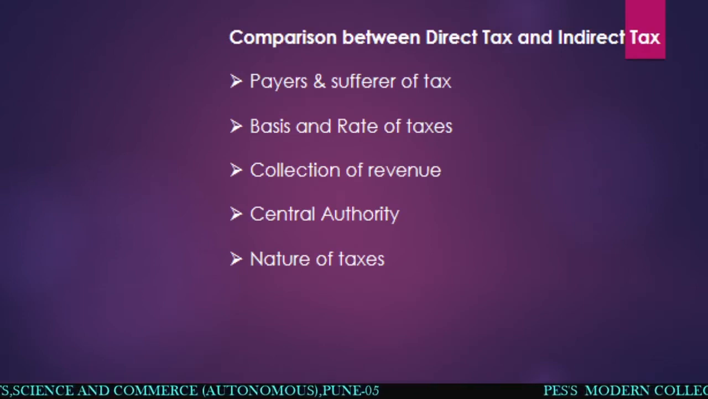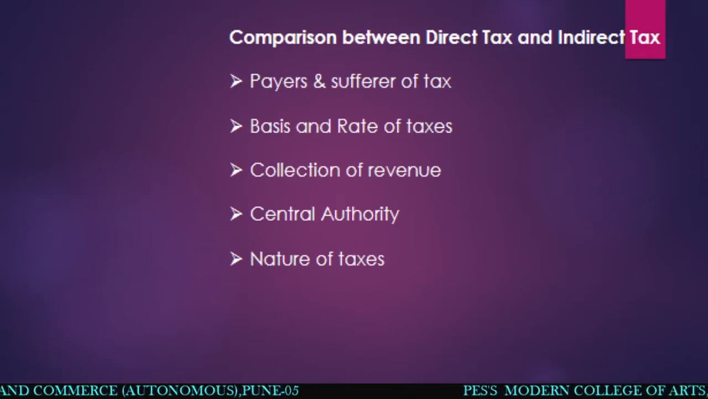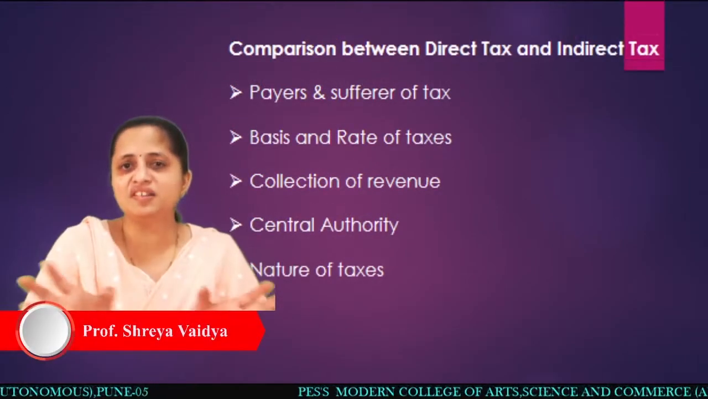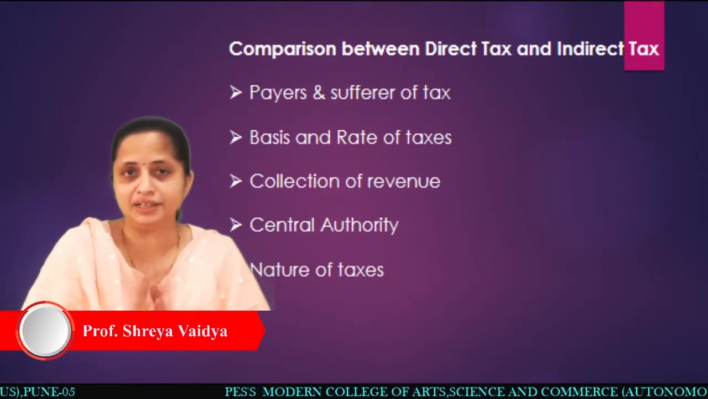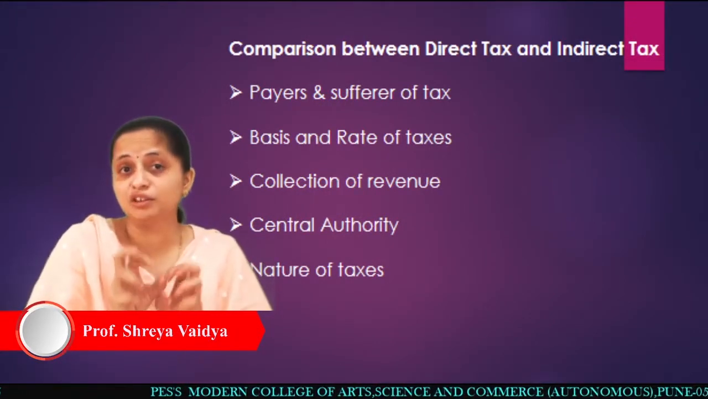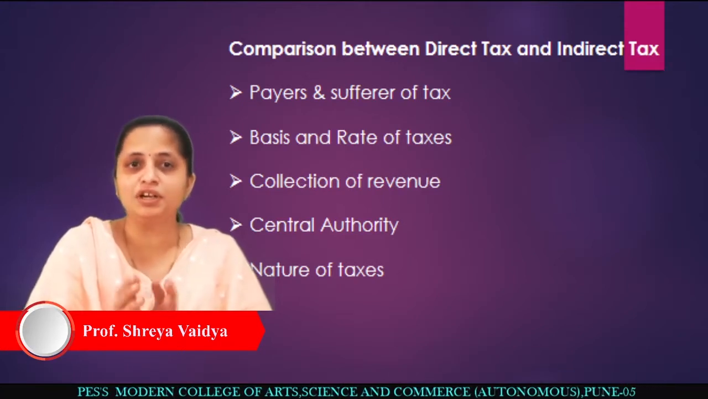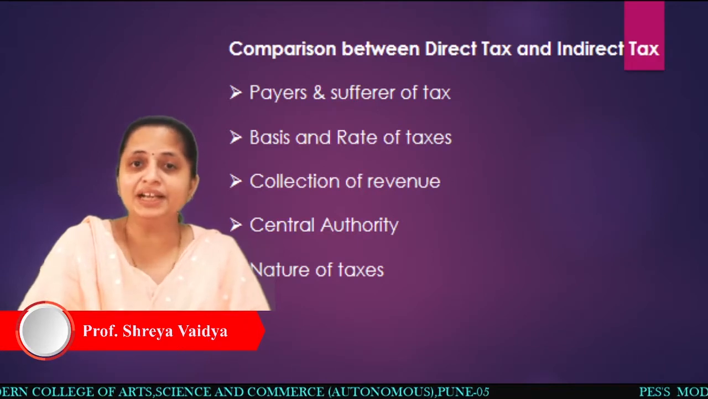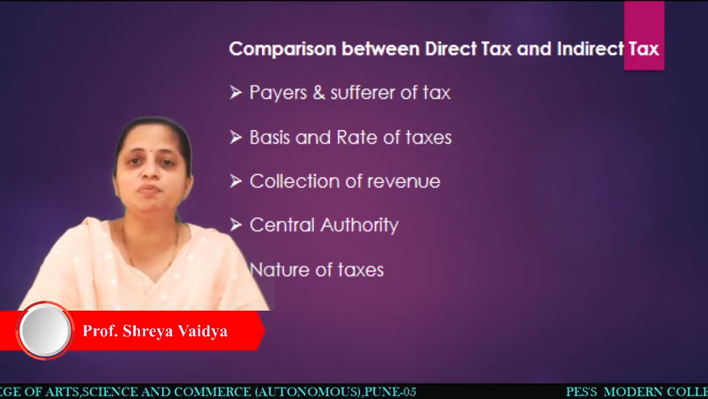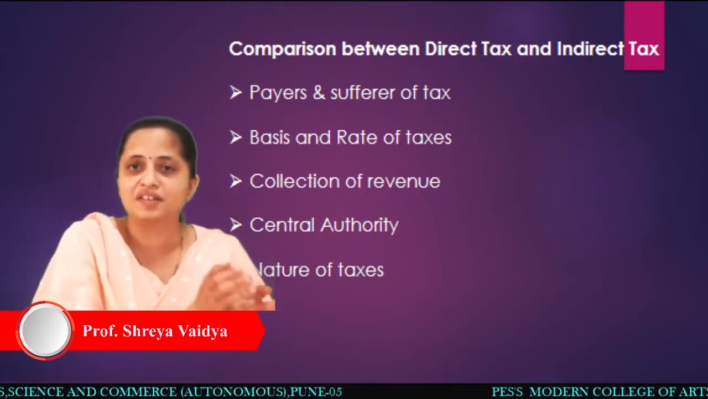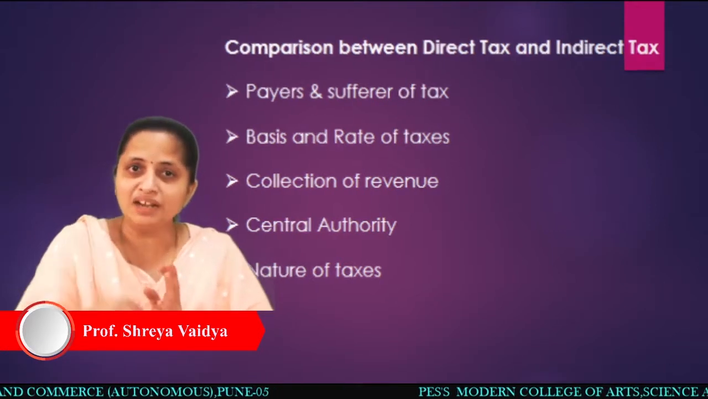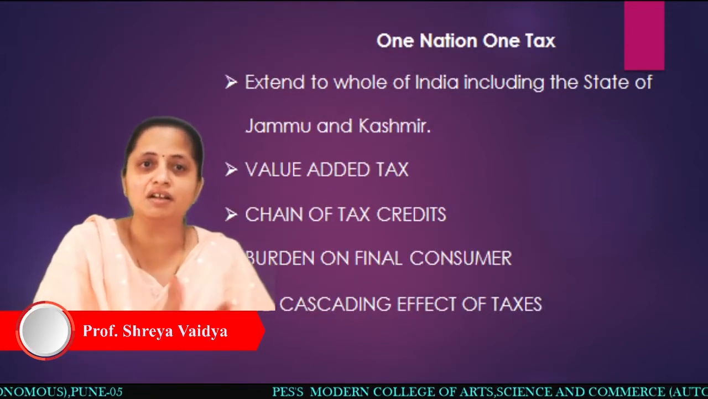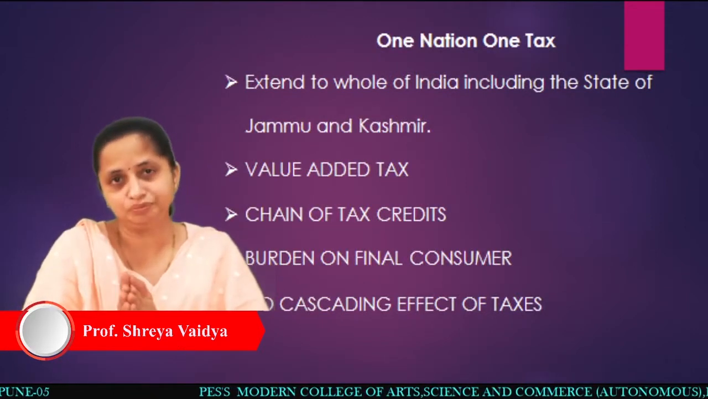Previous year income is assessed in the assessment year in the case of direct taxes. There is no previous year and assessment year concept in indirect taxes. The highest authority for direct taxes is the CBDT, the Central Board of Direct Taxes. For indirect taxes, it was previously the CBEC, the Central Board of Excise and Customs. Now it has been renamed the Central Board of Indirect Taxes and Customs, that is, CBIC.